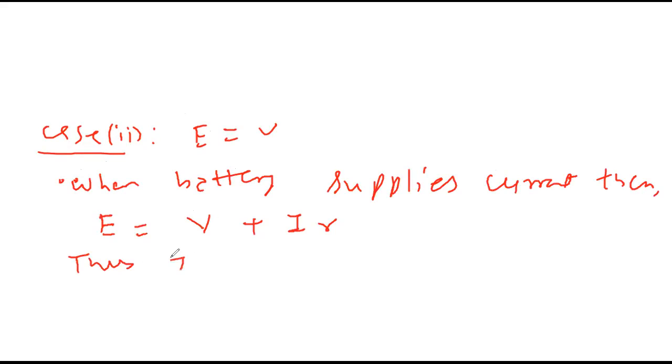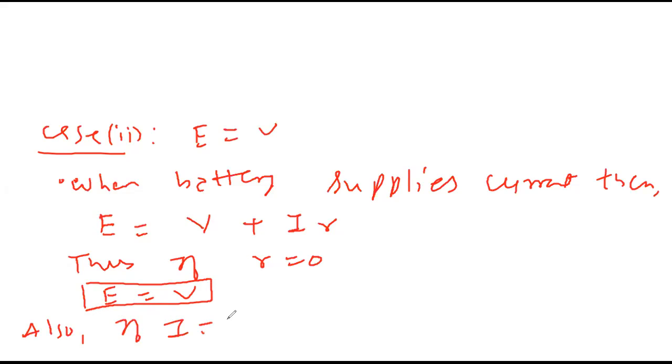Thus, if R is 0, then can I say E is equal to V? Yes, sir. Also, if I is 0, then E equals V. Two conditions we got. I equal to 0 means the battery is not supplying current.